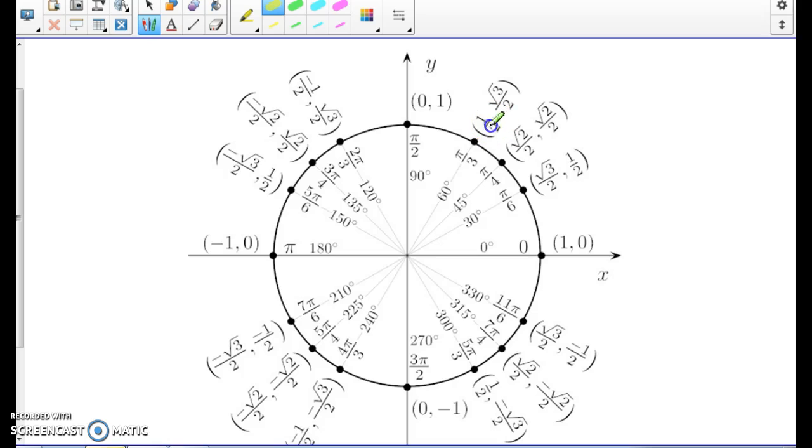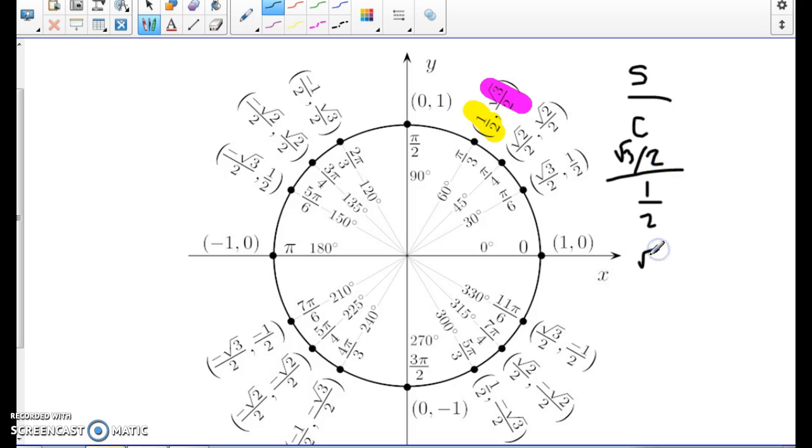When you're looking at these values, the x value is your cosine, because remember cosine deals with left to right position, and your y values are your sine values at different angles. Therefore, if you wanted to come up with your tangent, remember tangent is sine over cosine, so you could do 1/2 is your cosine, so it's on the denominator, and then you have root 3 over 2 as your numerator.